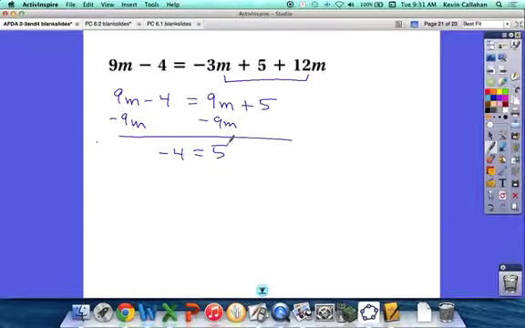Again, like the last one, there's no variable. So the answer to this does not depend on the value of m. It's either always true or always false. Is that true or false? It's false, so it's always false. Right? Since negative 4 does not equal 5, right? That means no solution. Right? If that's a false statement, then there's no value you could plug in for the variable that would make that any different.